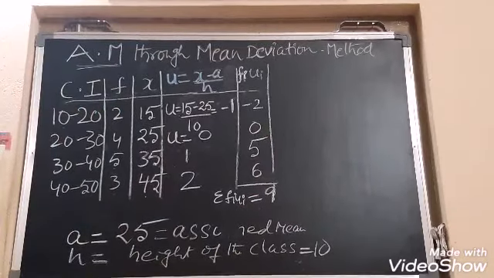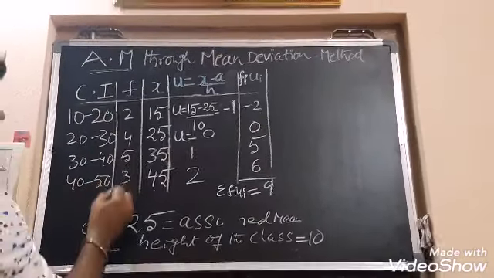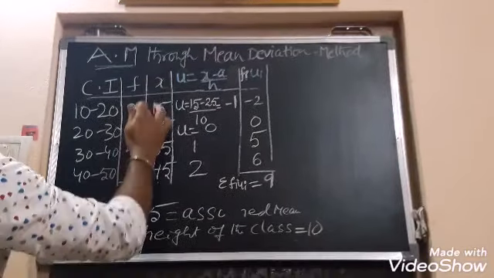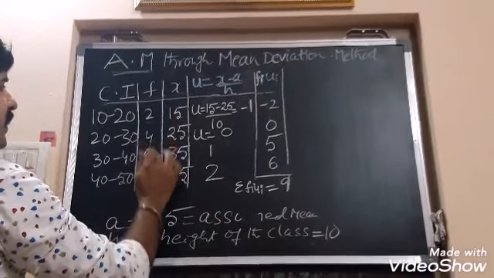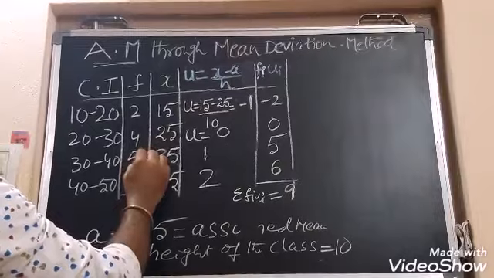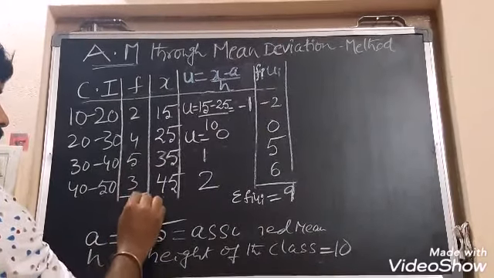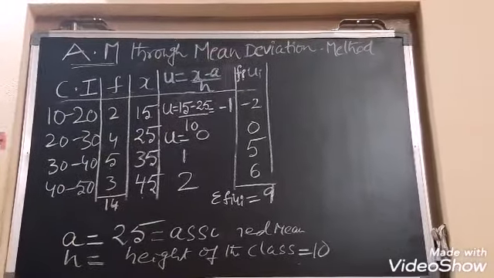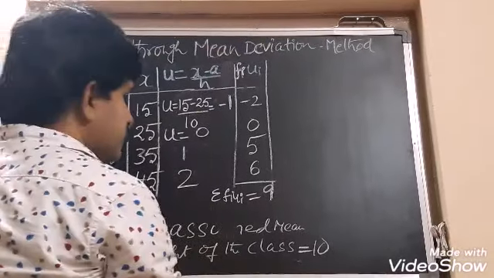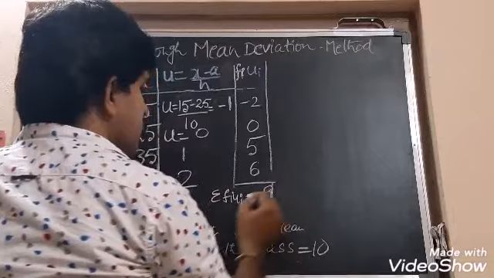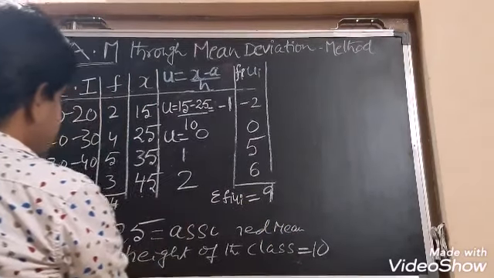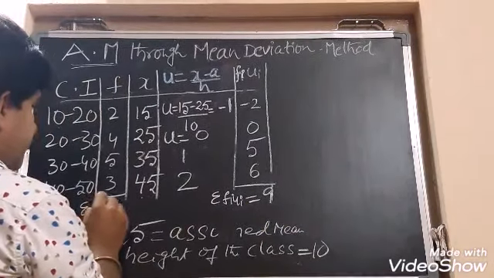Okay. Now, what is the value of sigma F? 2, 4, 5, 3, 6, 6, 5, 11, 11, 14. Okay. Now, sigma Fi Ui is 9 and this is sigma F, 14.